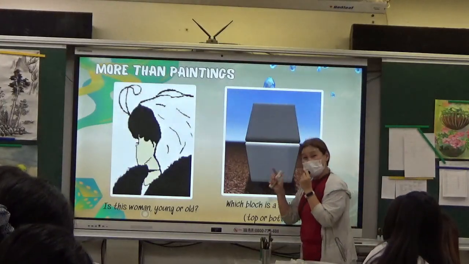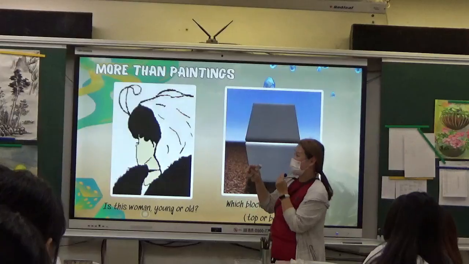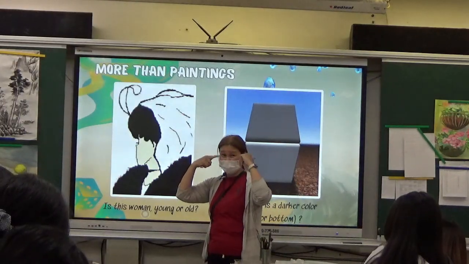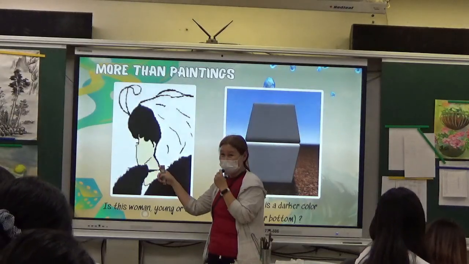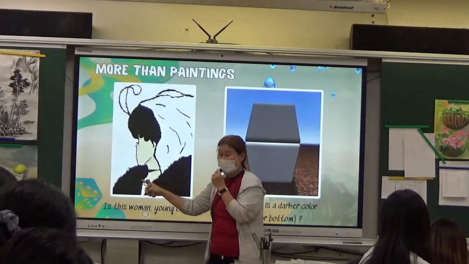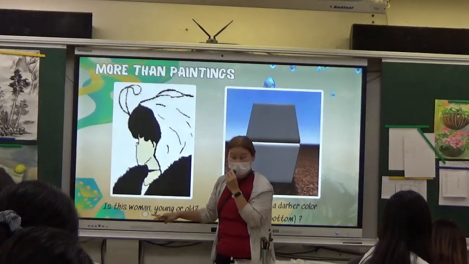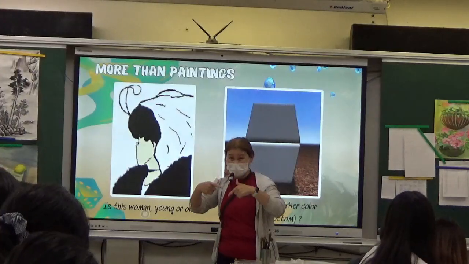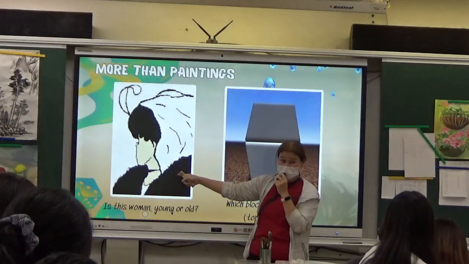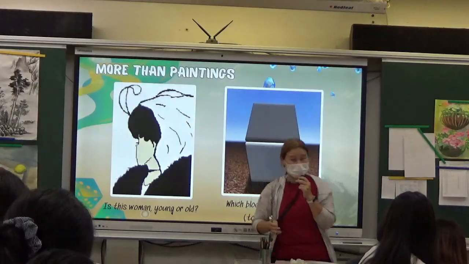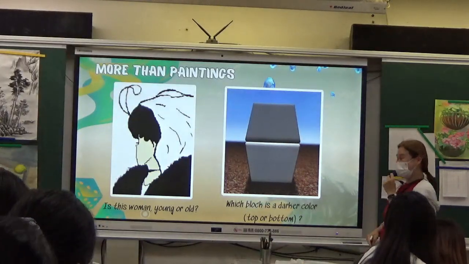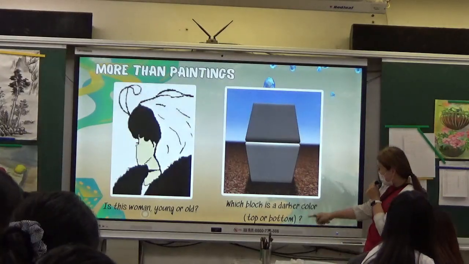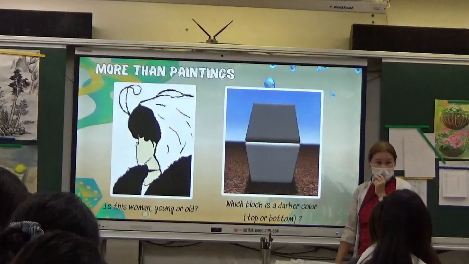For the one who sees an old lady, think of this line as the eyelashes. So you will start seeing a young lady, right? But for the one who sees a young lady, think of this area as the nose. So you will see an old lady. So it's a matter of perspective. Okay. Another question for you. There are two dogs, right? Top and bottom. Which dog is darker in color?